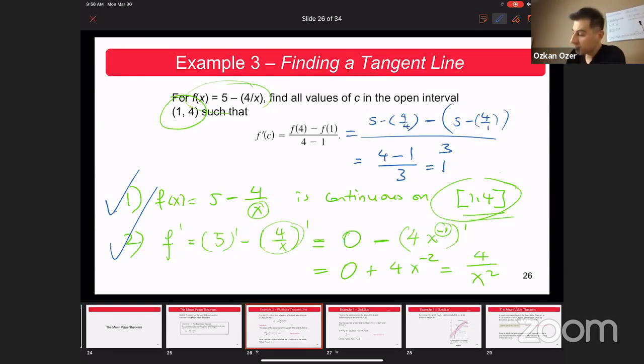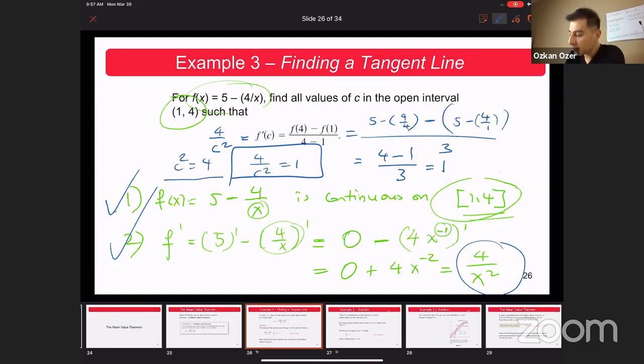So in other words, we're looking for c's for which f prime is equal to 1. And I know what f prime is, right? So f prime is 4 over x squared, so this would be 4 over c squared. And I'm solving 4 over c squared equals 1, right? Multiply both sides by c squared, you have c squared equals 4, right? And from here, you get c to be plus or minus 2.